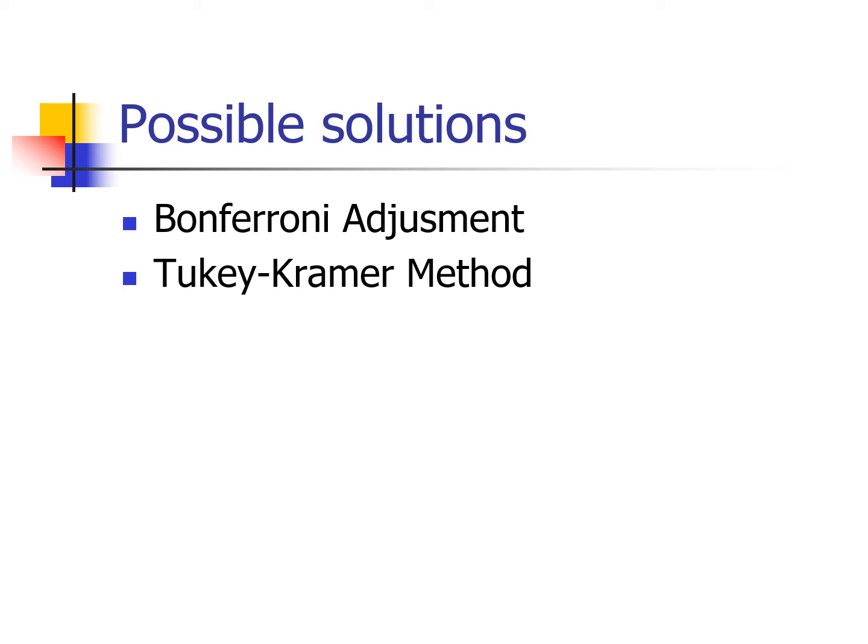Well, we'll actually look at 2 ways to do it, and there's more than 2. I'm just going to focus on these 2, and I'll tell you why I picked these 2 in just a minute. The first possible solution we're going to discuss is something called a Bonferroni adjustment, and the second method that we're going to discuss is something called a Tukey-Kramer method or a Tukey-Kramer adjustment.